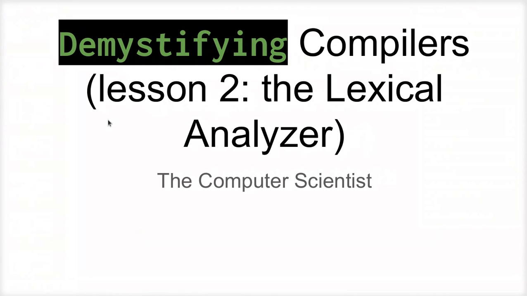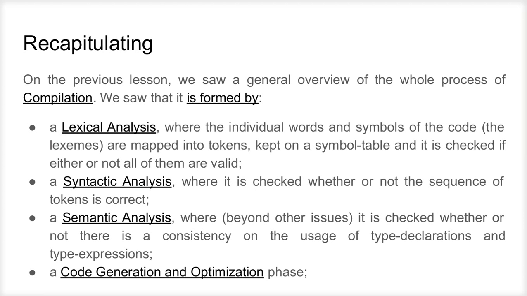So we're going to lesson 2 of Demystifying Compilers, and we're going to talk about the lexical analyzer. To recapitulate what we saw in the previous lesson: we saw that the compilation process is formed by a lexical analysis, where the individual words and symbols of the code, the lexemes, are mapped into tokens kept on a symbol table, and it is checked whether or not all of them are valid.